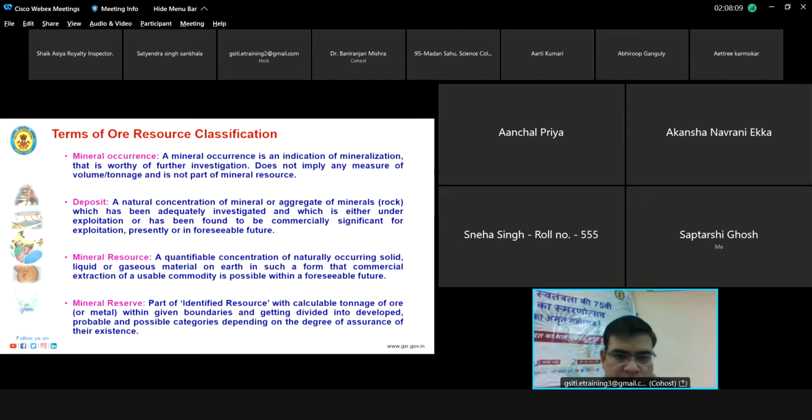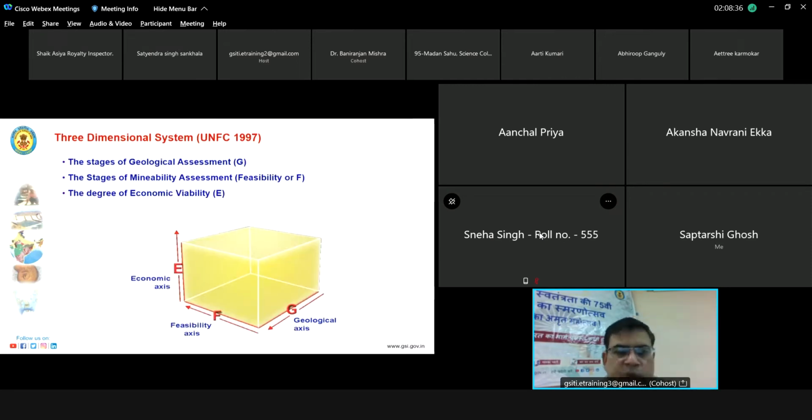The resource, I have already told you, is a quantifiable concentration of naturally occurring solid, liquid, or gaseous material on the earth, having some economic value. Commercial extraction can be possible now or in the future. Then what is a reserve? If a resource is economically viable and also feasible to be extracted as part of a mine, then it is called a mineral reserve. In UNFC 1997, we use three axes: the economic axis, the feasibility axis, and the geological axis, EFG.